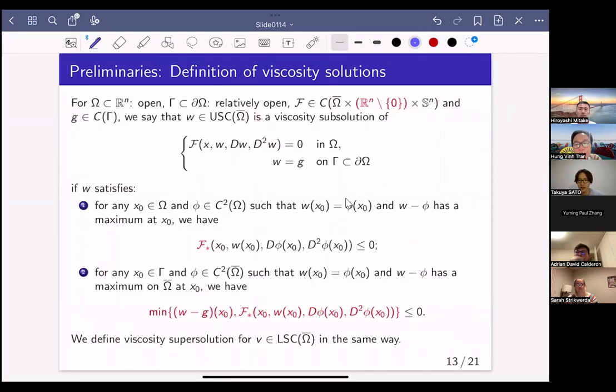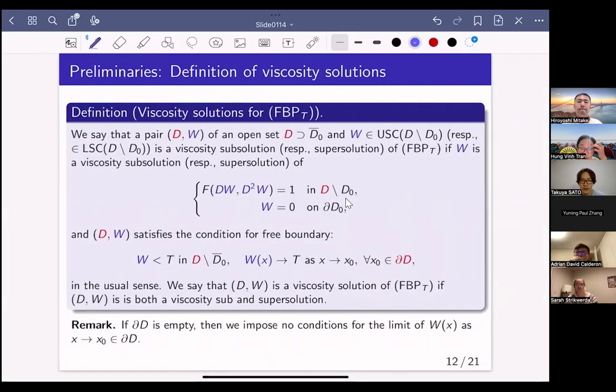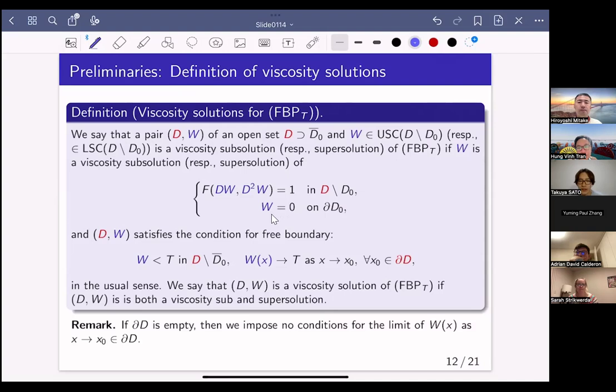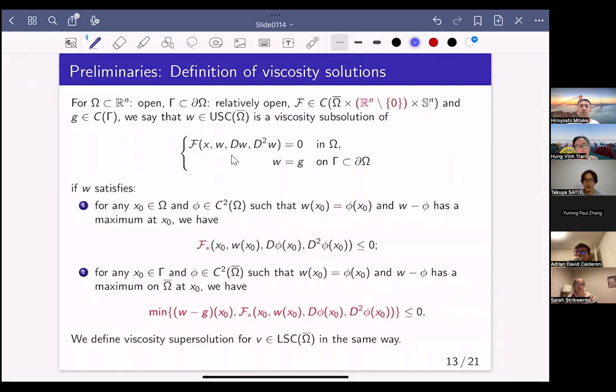Takuya: Just to quickly confirm, in the previous slide, slide 12, you assumed the zero boundary condition, and the zero boundary condition is in the viscosity sense, right? That's what you assume. Yes. This means we consider the generalized Dirichlet condition in the viscosity sense. Okay, I just wanted to confirm.